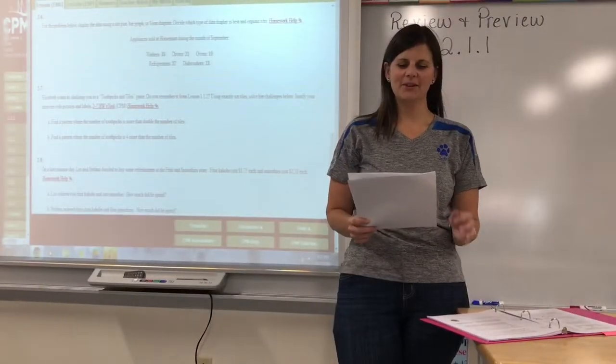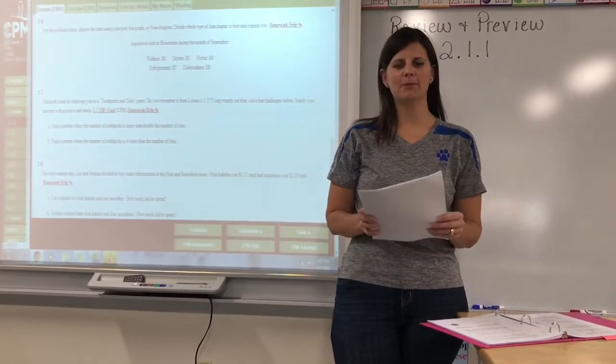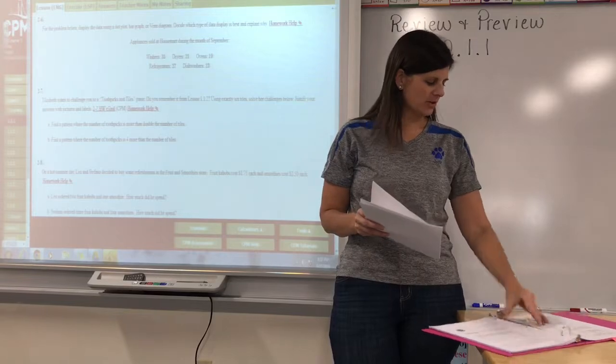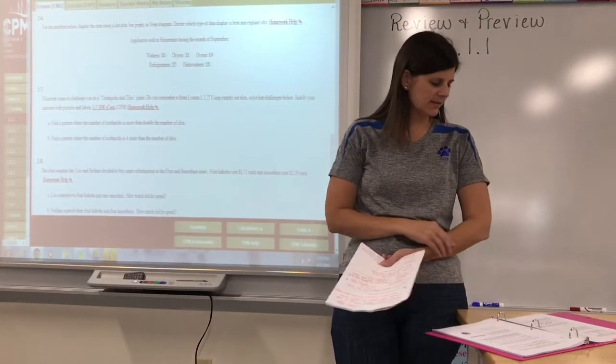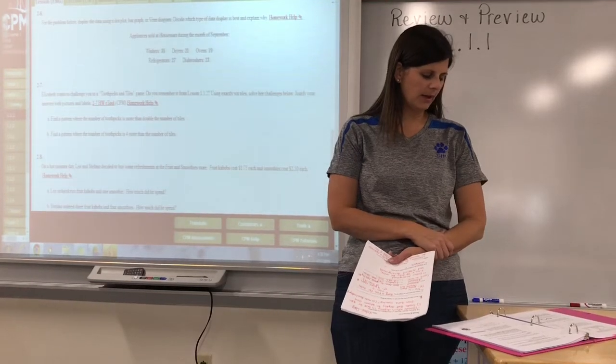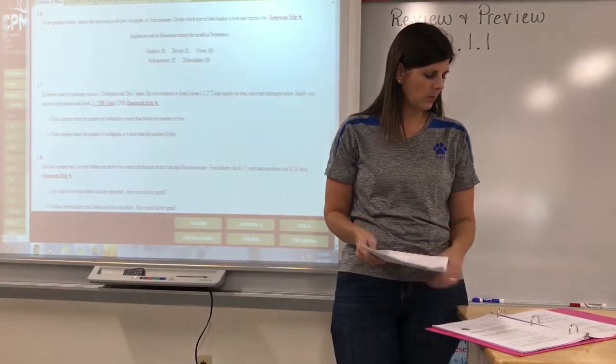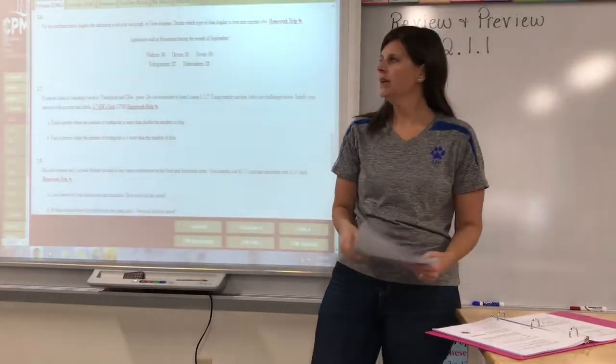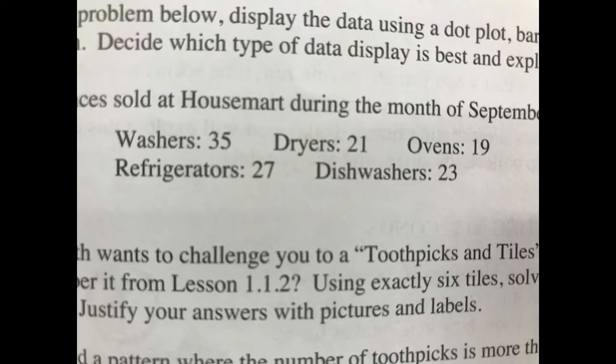We're ready to talk about Review and Preview 2.1.1. The first question that you're going to see is question 6, and it says, for the problem below, display the data using a dot plot, bar graph, or Venn diagram. And you can see that the information that they give you is appliances sold at HouseMart during the month of September. And we've got 5 different types of appliances and how many were sold.